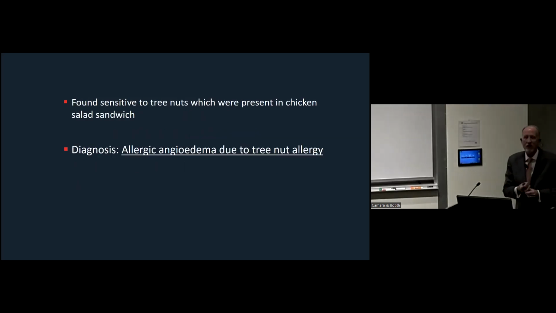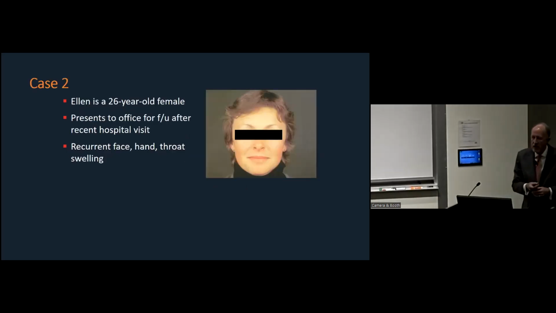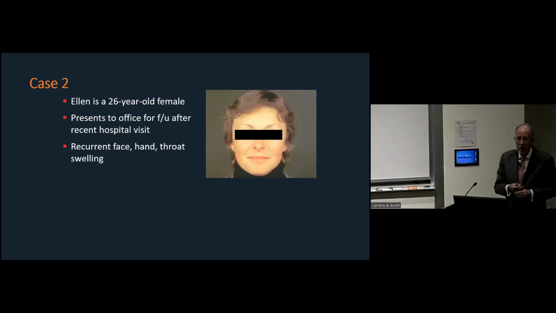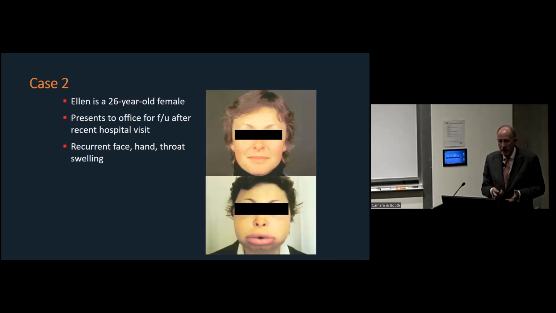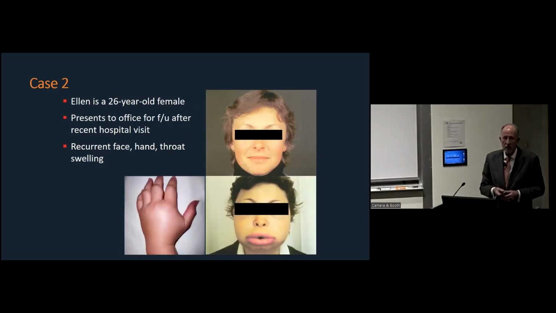So anyway, he was found to be sensitive to tree nuts at the allergist's office, and they were present in his chicken salad sandwich, and the diagnosis is an allergic angioedema due to tree nut allergy with associated other anaphylaxis symptoms. So our second case is Ellen. She's a 26-year-old female. She presents to your office for a follow-up after a recent hospital visit. She reports that she's had recurring face swelling, throat swelling, and hand swelling.